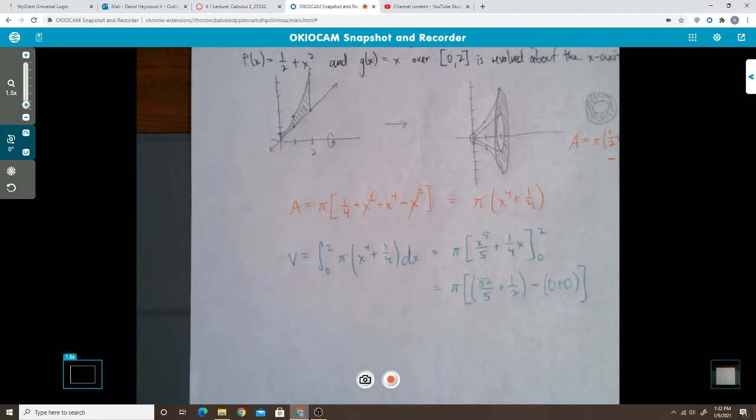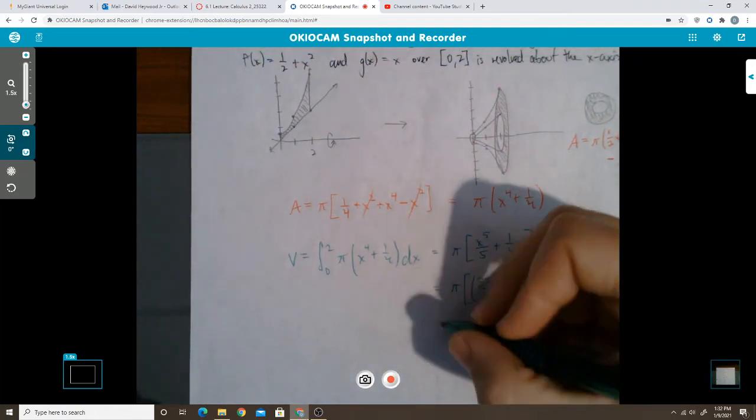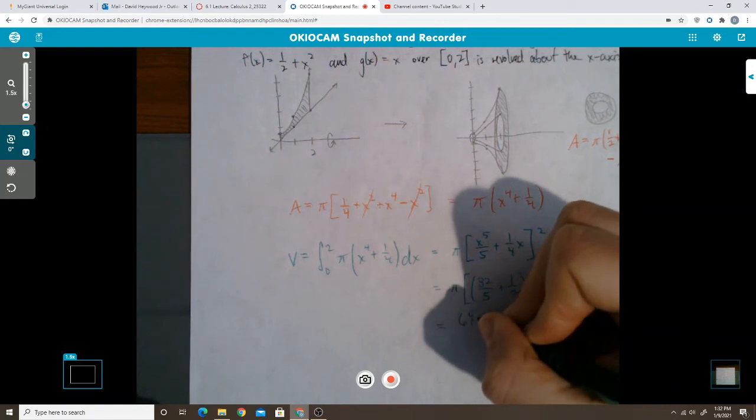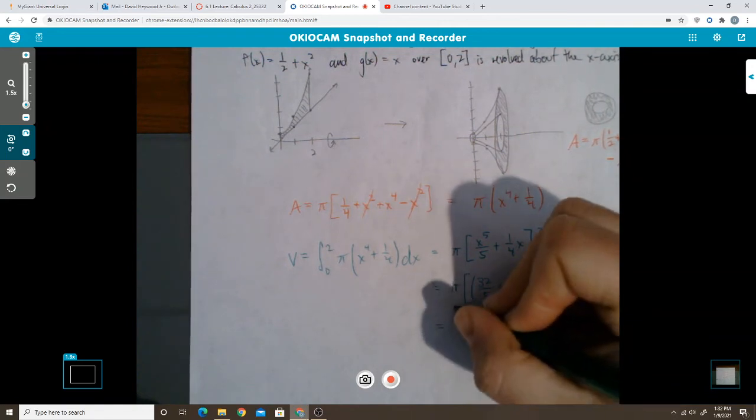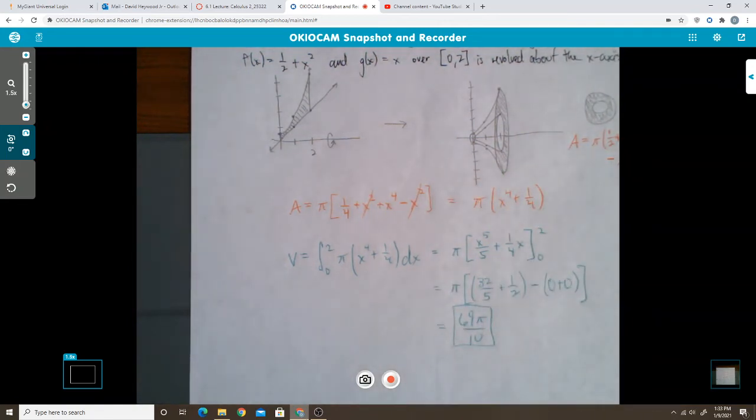Okay, so 32 over 5 plus 1/2. How much is that? Let's see. I don't feel like doing the math in my head. 32 over 5 plus 1/2 is 69/10. So we're going to get 69 pi over 10 as our final answer, right? So that's the volume of that crazy looking thing.